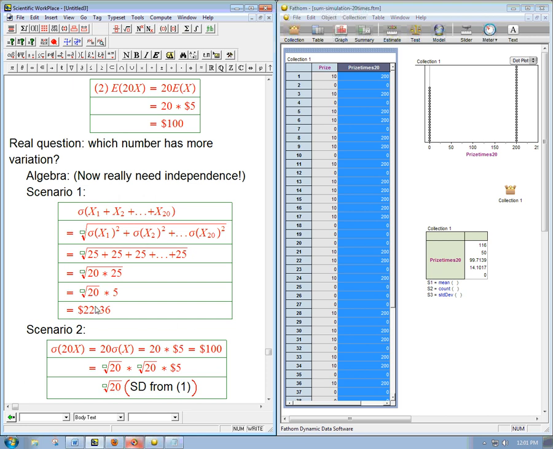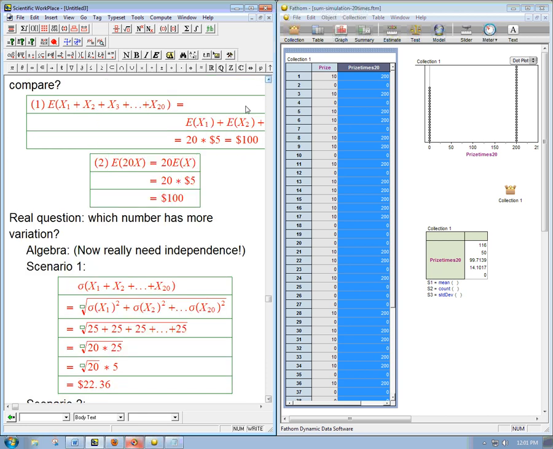So this is something I think we need to justify a little bit more. But I just want to repeat: if I add a bunch of independent random variables, I actually get a lot less variation than if I just scale up that random variable by that same number. They have the same expected value. Remember, they both on average gave me 100, because this was just 20 copies of something that gave me $5. This is 20 copies of something that gave me $5. But these guys are independent. These guys are really just the same one answer multiplied by 20.